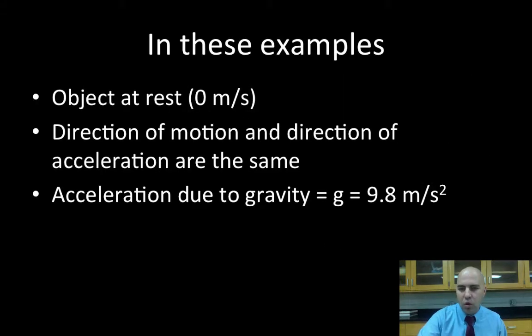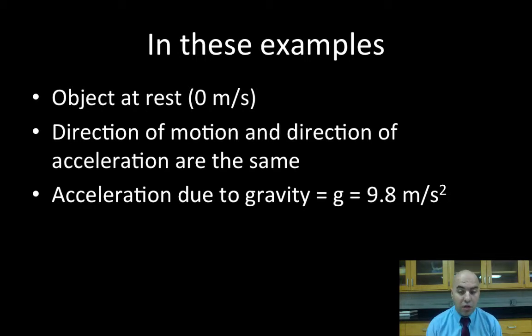So let's go over a few assumptions in these examples. First of all, the object is starting at rest. It's 0 meters per second. It's not moving at the time. Also, the direction of motion and the direction of acceleration are the same. In this case, it's a positive acceleration because it's speeding up. This is going to be more important in other videos when we start talking about when things are slowing down.